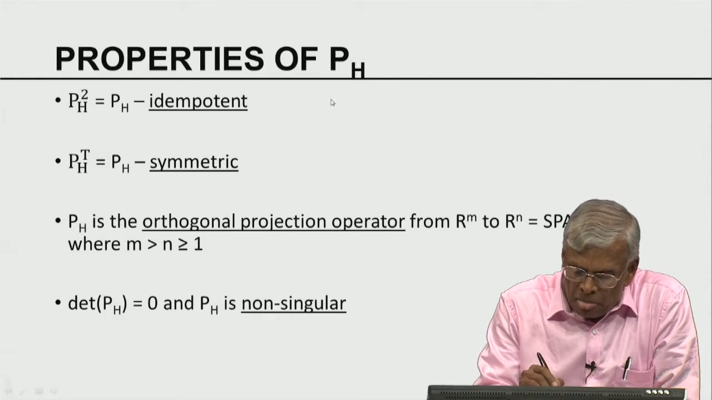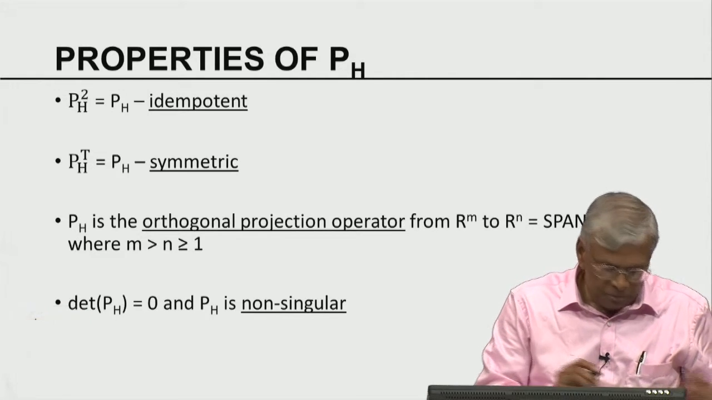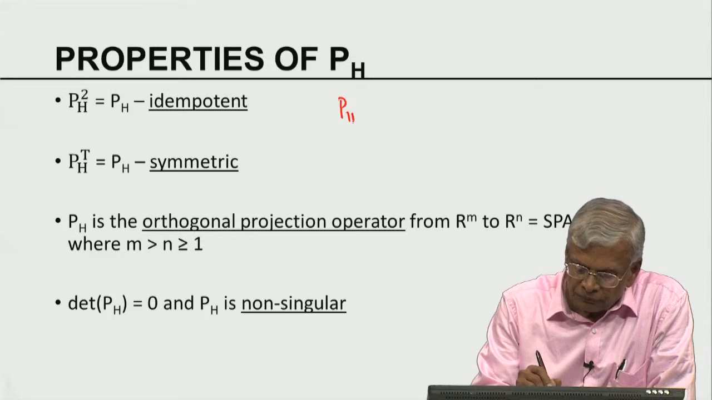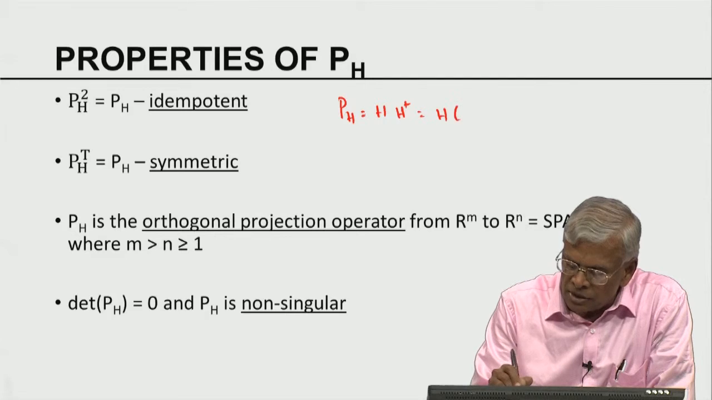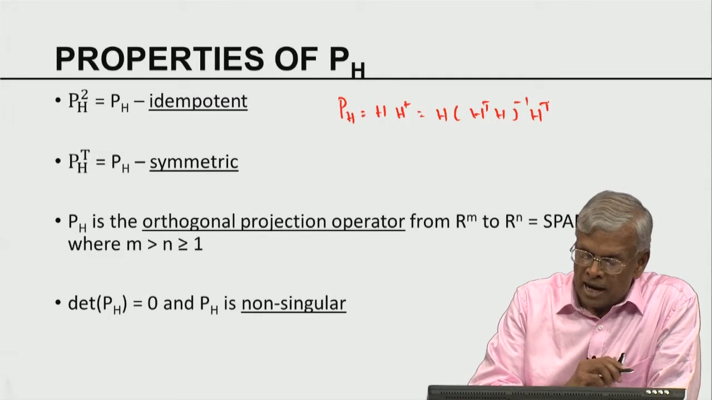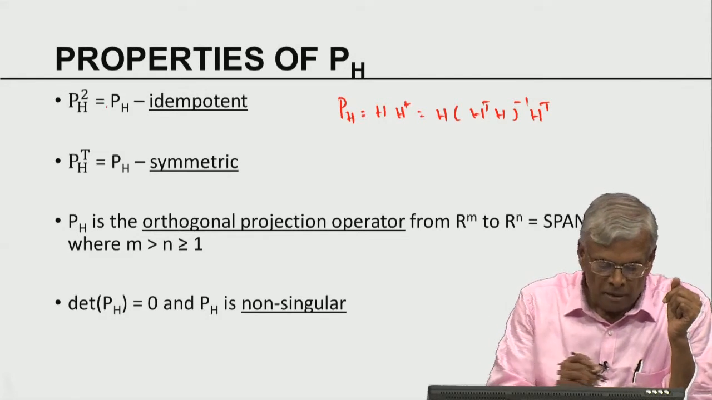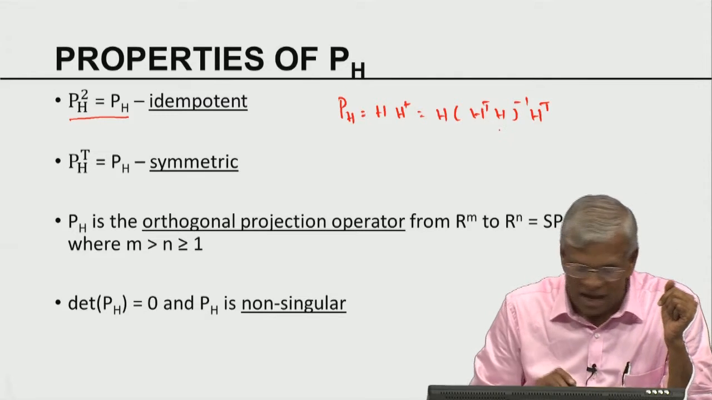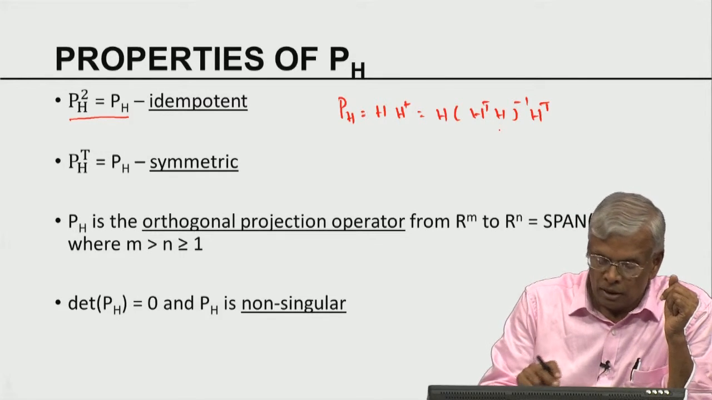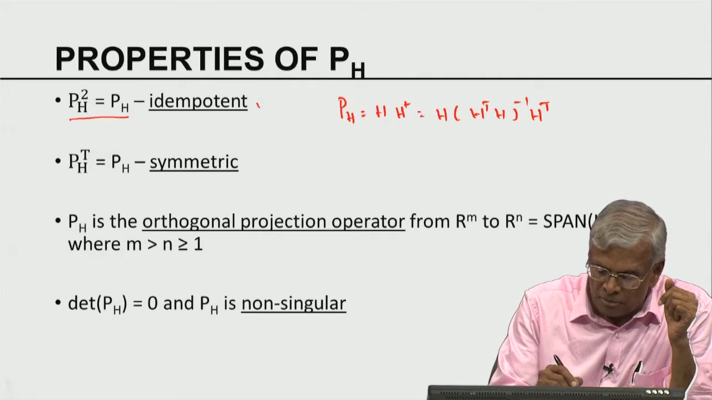You already know P_H is equal to H H plus, that is equal to H times H transpose H inverse H transpose. That is the P_H. Now I would like to ask you to verify that this is idempotent. So what does it mean? If you multiply this matrix by itself, it is equal to the matrix itself. So P_H squared is equal to P_H. Therefore it is idempotent. Please verify this.